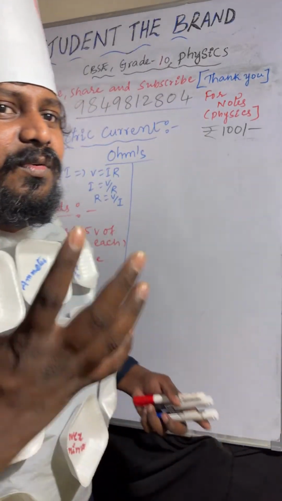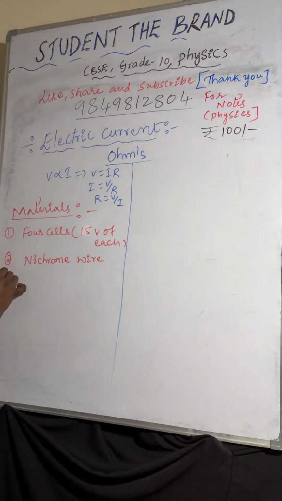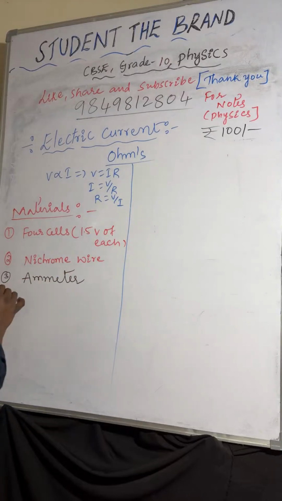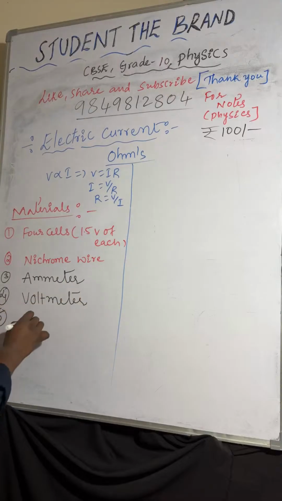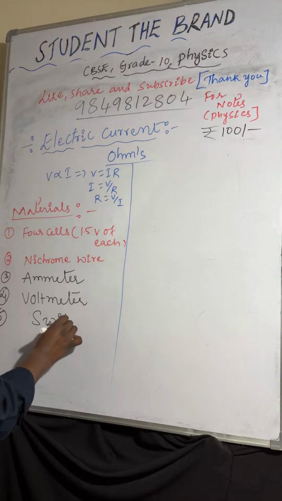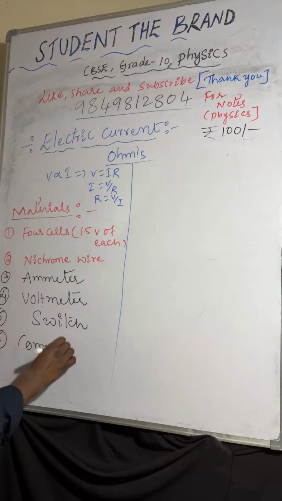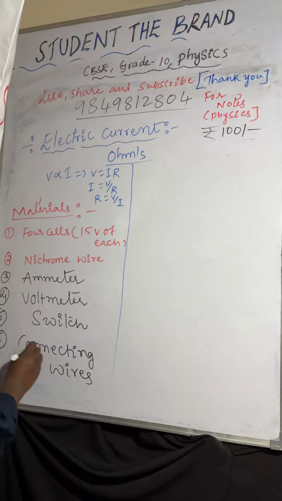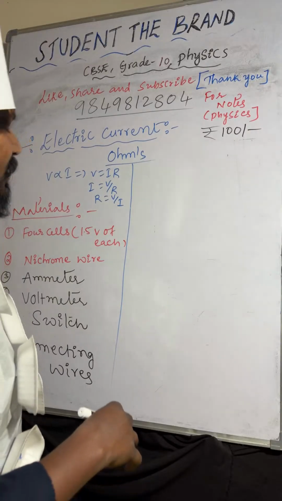Nichrome. Next, the third one is ammeter. The fourth is voltmeter. The fifth one is switch, and the sixth one is connecting wires. Connecting wires, 4 cells of 1.5 volts each.